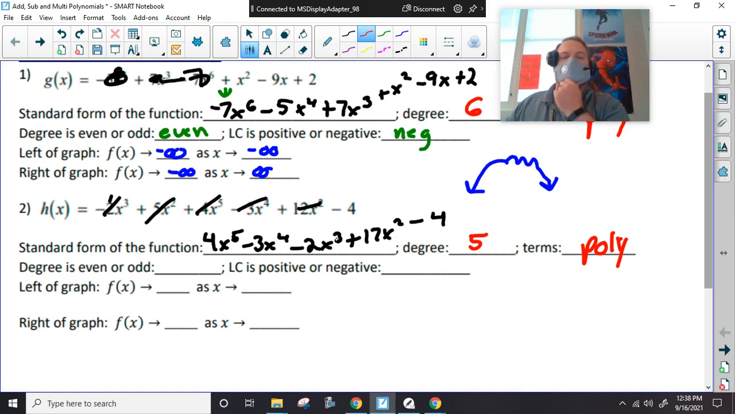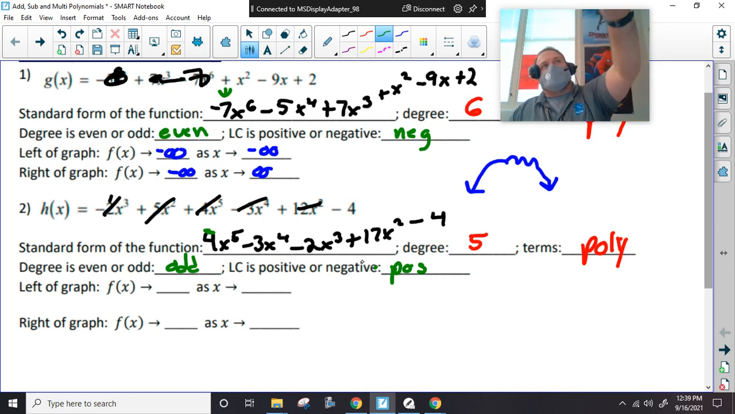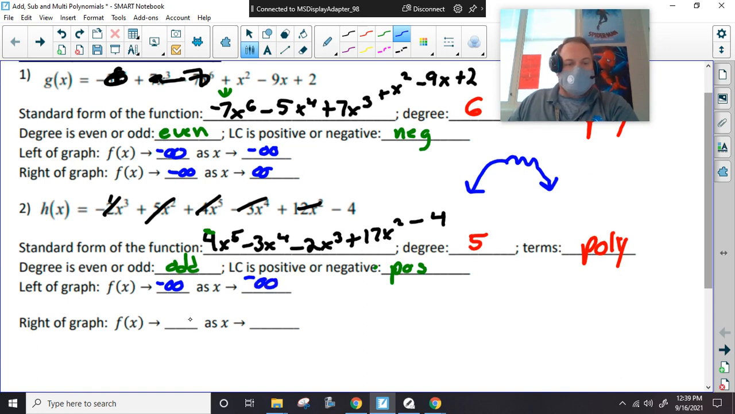Okay. Now, is our degree even or odd? Odd. Okay. Is the LC, this number, positive or negative? Yeah, it's positive. So when our degree is odd and our LC is positive, for those in class, this would be what is on the top in blue right here. So it says that f of x goes to negative infinity as x goes to negative infinity, and goes to positive infinity as x goes to positive infinity.